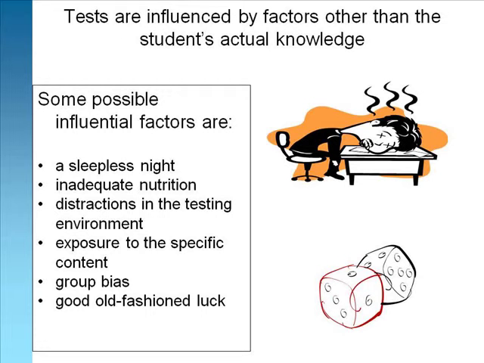Remember, tests are influenced by factors other than the student's actual knowledge. Influential factors are a sleepless night, inadequate nutrition, distractions in the testing environment, exposure to the specific content. The class had just read a particular reading passage that was on the test. Group bias. City students do not understand farm references. Good old-fashioned luck.